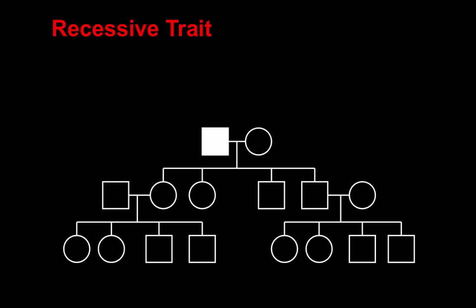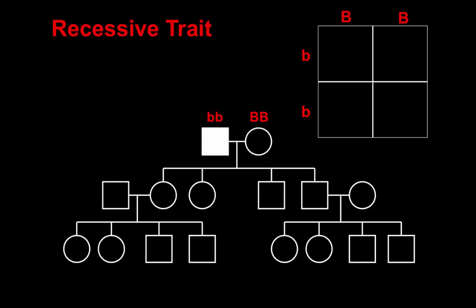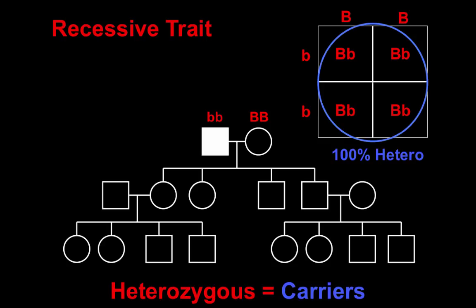So for example, grandpa here again has the trait. So he's homozygous recessive. And let's say that grandma is homozygous dominant. That means that all the offspring are going to be heterozygous, meaning they're going to all be carriers. So right off the bat, nobody in this second generation has this trait. They're all carrying it.